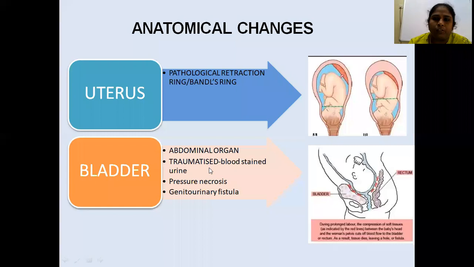Then the bladder also gets traumatized due to the continuous obstruction over the bladder, and bladder injury will occur that leads to blood stained urine, pressure necrosis, and rarely a fistula between the bladder and the genital tract may occur later on. So in later days the patient will have leaking of urine.